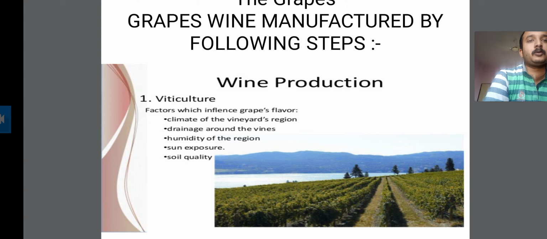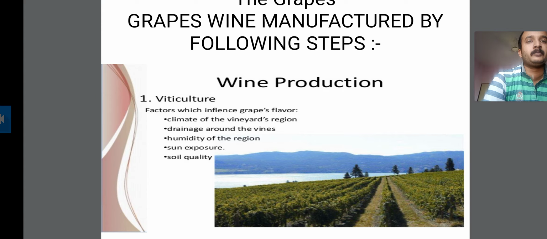The factors which influence the grape flavor are the climate of the vineyard region, the drainage around the vines, the humidity of the region, sun exposure, and the soil quality. Viticulture depends on the climate of the vineyard region.